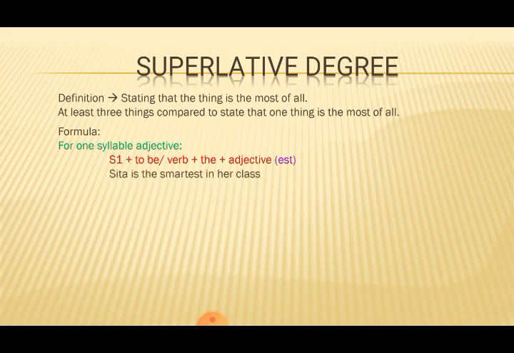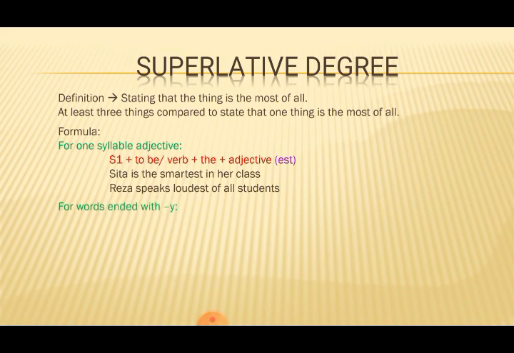And here are the examples. Sita is the smartest in her class. Sita adalah yang paling pintar di kelasnya. Kita menambahkan est setelah kata smart. Reza speaks loudest of all the students. Kita menambahkan kata est setelah loud.